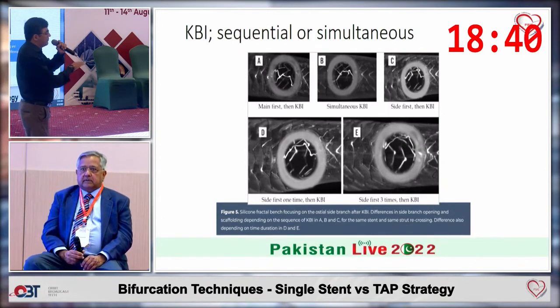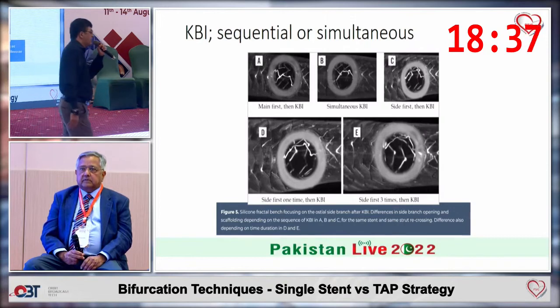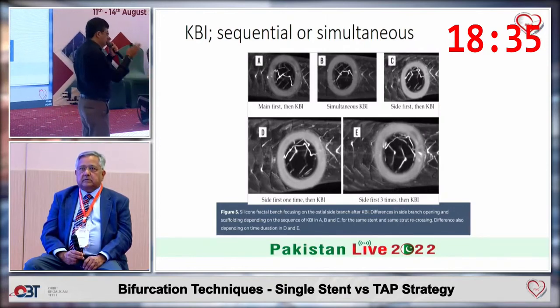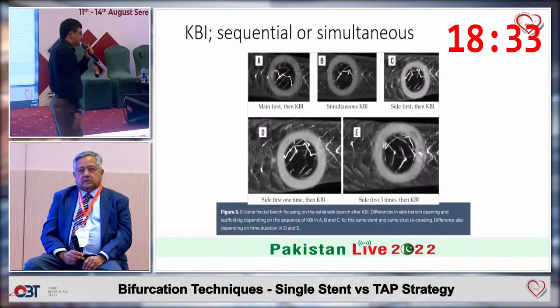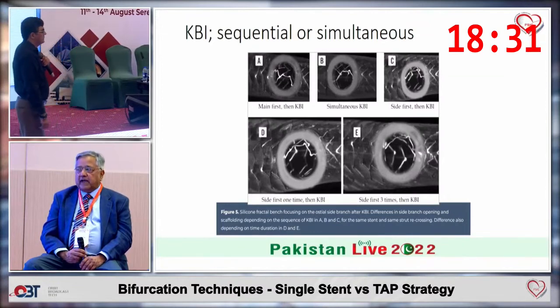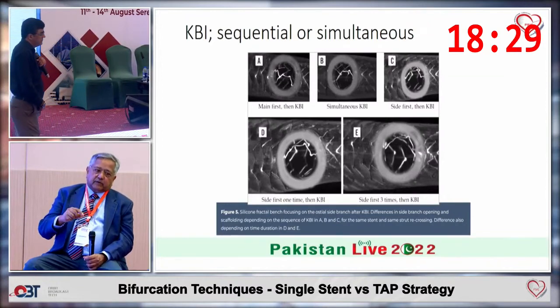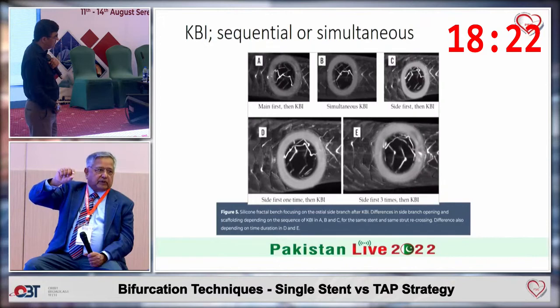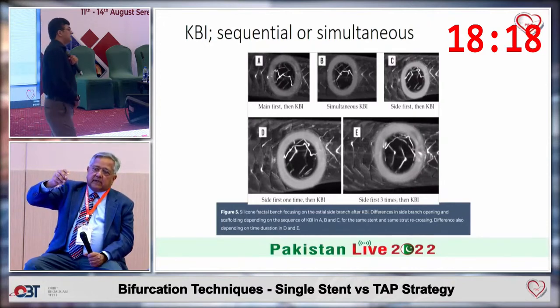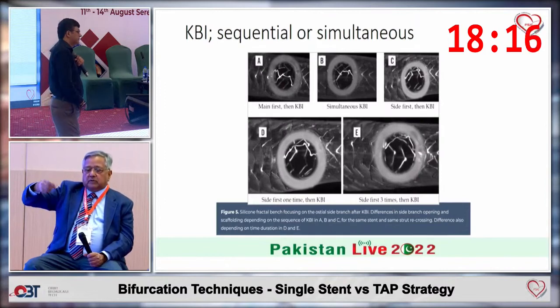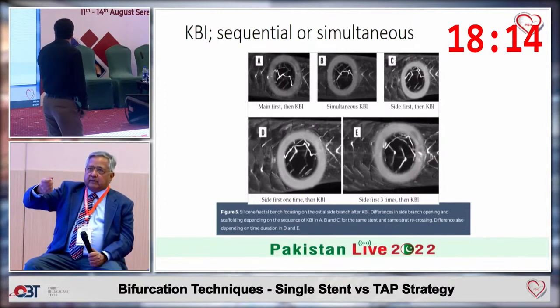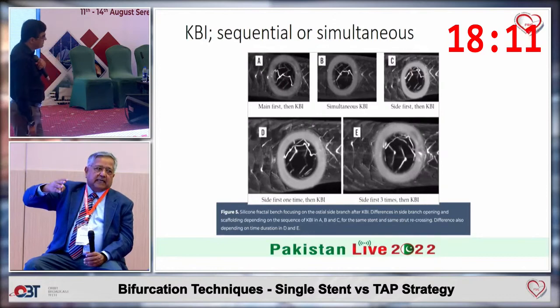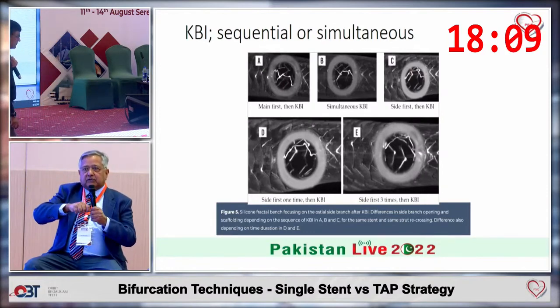Yes. So, Professor, if you have to do a kissing balloon inflation, do you do sequential or simultaneous? So in kissing balloon inflation, you should always go with minimal protrusion but high pressure, say to 16, to make sure the stents are open at the ostium of the side branch, and then you can deflate it and go to a similar high pressure on the main balloon, but then bring it down to about 8 or so, and simultaneous inflation.